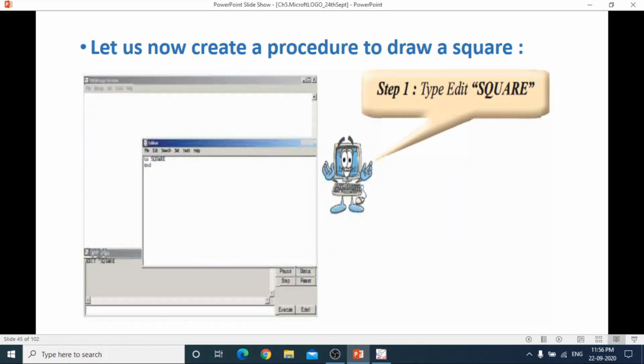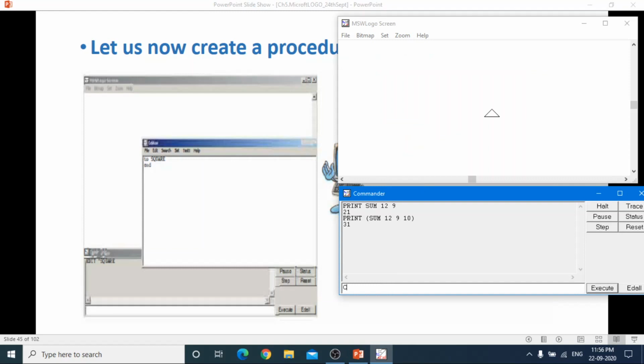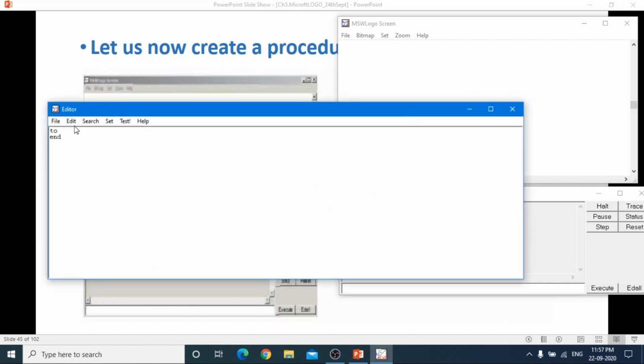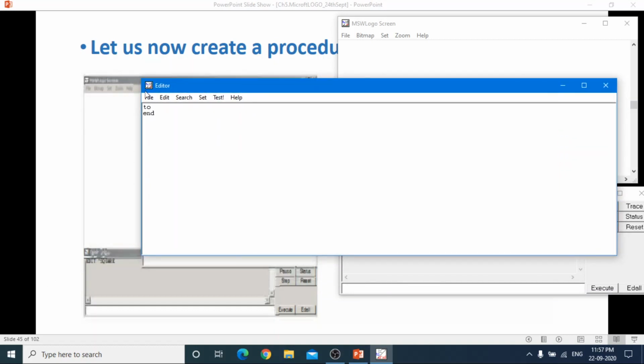Now, how can you create a procedure to draw a square? First you have to open the editor. After the execute input box, there is an EDALL button. Open it and you will see TO written. This is the editor of Logo. TO shows the procedure title, and END shows its end, and in between these we have to write the Logo commands.